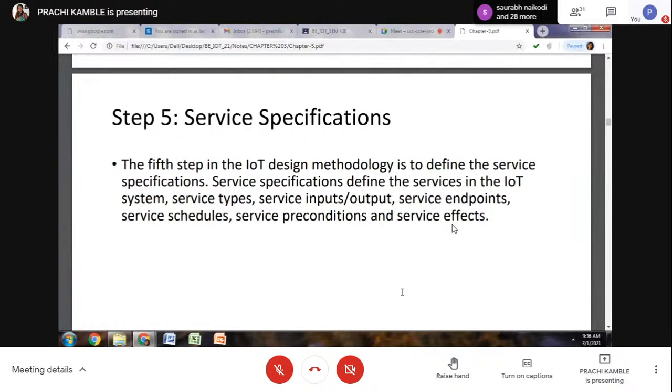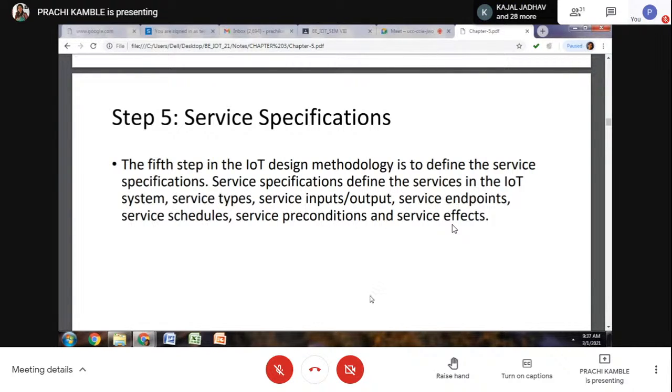Fifth step, service specification. Service specification defines the services in the IoT system: service type, service input and output, service endpoint, service schedule, service preconditions, and service effects. So all service related information is gathered in this step, that is service specification. So what are the types of service specification?